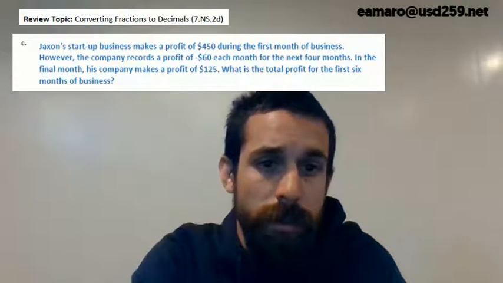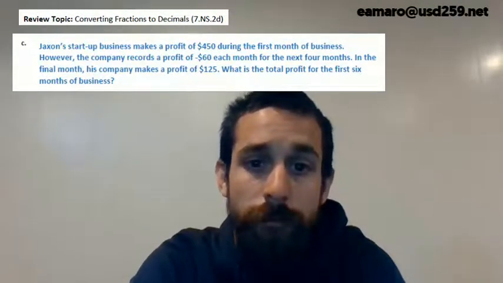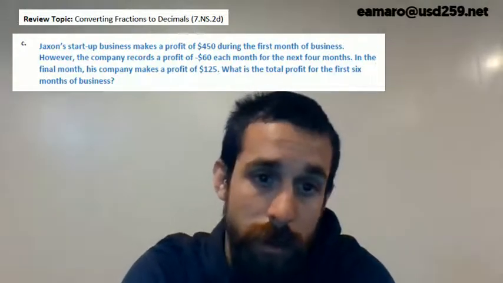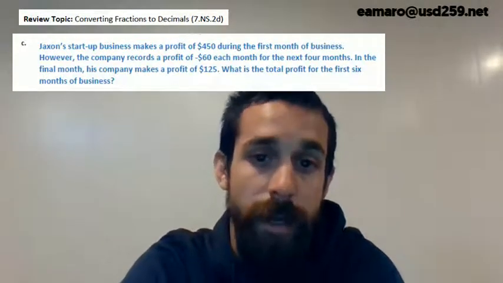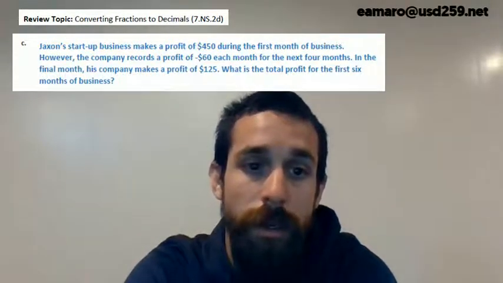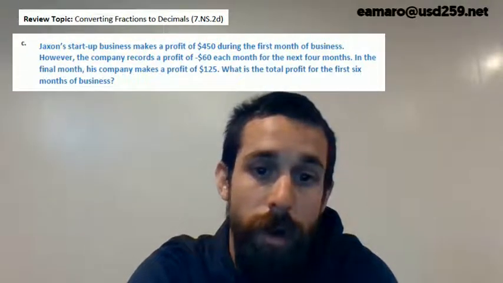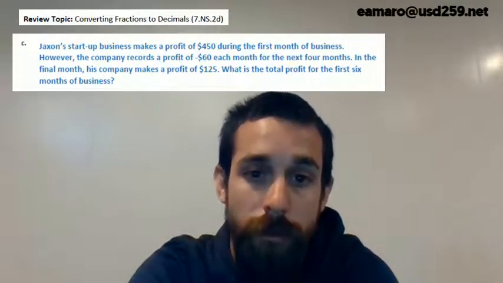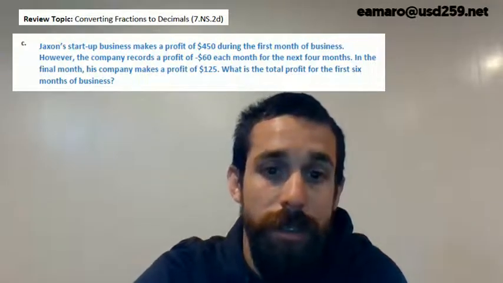In this section, they have a bunch of word problems, so I'm going to do one of those. It says Jackson's startup business makes a profit of $450 during the first month of business. However, the company records a profit of negative $60 each month for the next 4 months. In the final month, his company makes a profit of $125. What is the total profit for the first 6 months of business?